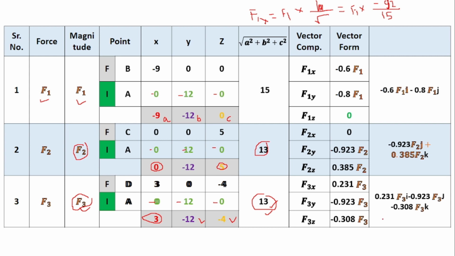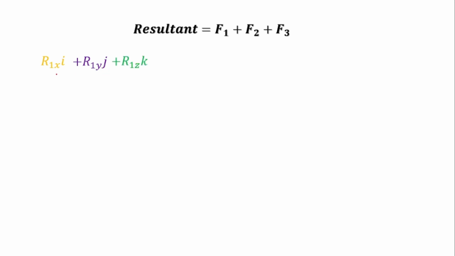So this is the vector form for the force F3. Now we have calculated the vector form for F1, for F2 and for F3. We can utilize it to find out the resultant. The next part is very simple. To calculate the resultant, the simple formula is F1 plus F2 plus F3. That is R1x i, the vector form of the resultant, plus R1y j plus R1z k. This is the resultant in xyz form.